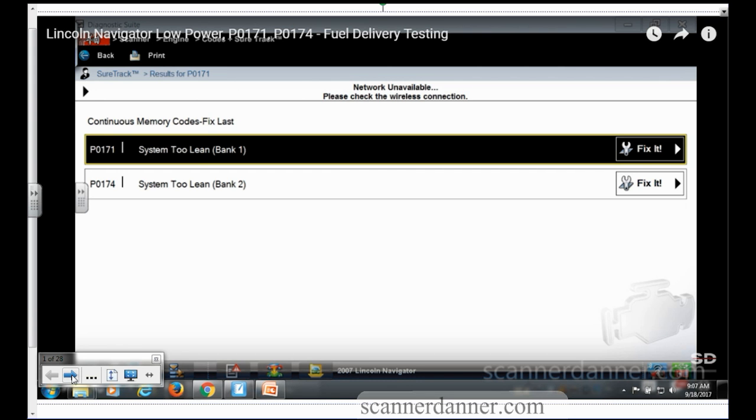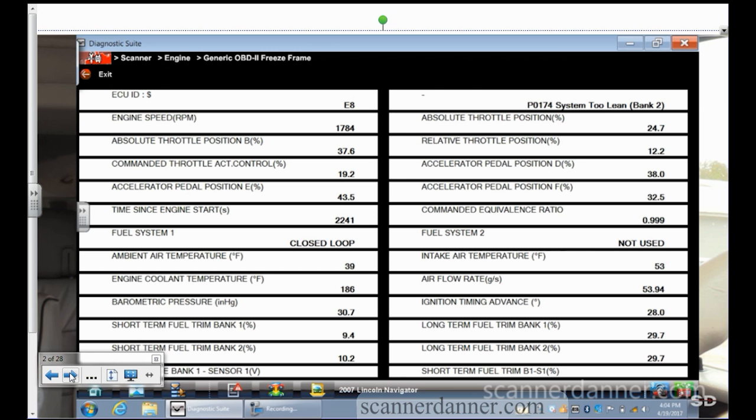Yeah, I want to know what my fuel trims are. And before I look at my fuel trim, I want to look at my freeze frame data. Freeze frame data is going to give me a guide as to when this lean condition set. So let's look at our freeze frame data. This is my capture of my freeze frame.